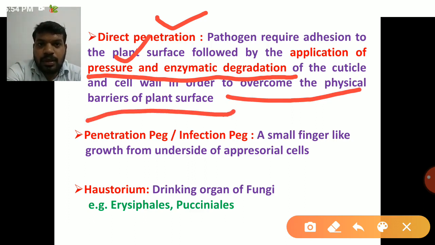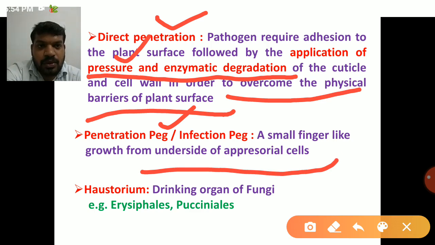The next one is the penetration peg. The penetration peg or infection peg is a small finger-like growth from the underside of the appressorial cell. So the appressorial cell produces a small finger-like peg to penetrate the cuticle or cell wall. That is called the penetration peg.